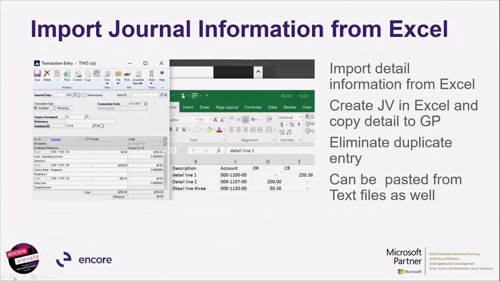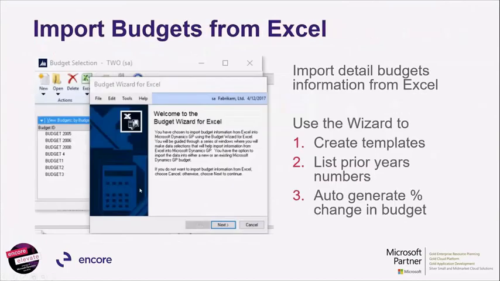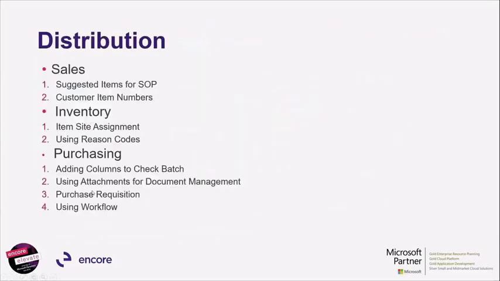Okay, we can also import budgets much in the same way. And again, I'll show that. I have to have those windows open, it's too hard to move around. So for distribution, we're now going to go through sales, suggested items for SOP, customer item numbers, inventory, item site assignment, using reason codes, and purchasing, adding columns to a check batch, using attachments for document management, purchase requisition, and using workflow.